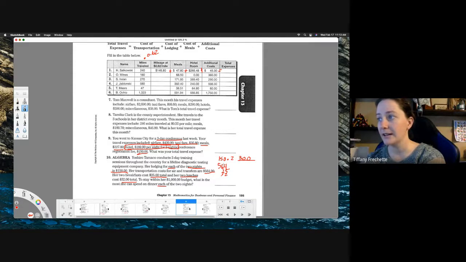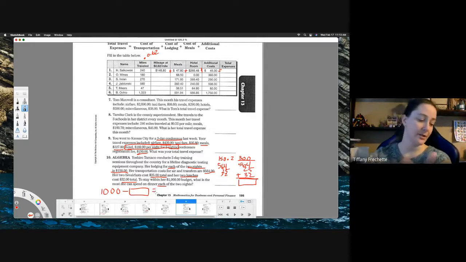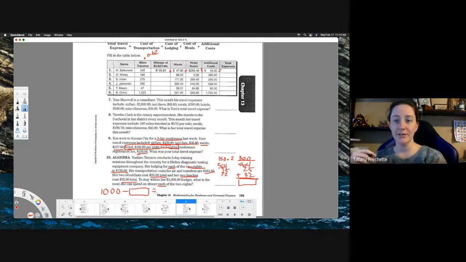So we're going to add, and I'm going to move these over. 564, 25, and 32. If we add straight down right here, we'll get a total cost. How much has she spent so far? This is important. We need to know how much she spent so far so that we can subtract that from 1,000, because that'll tell us how much she has left, right? Once we know how much she has left, we have 2 dinners, so we need to divide by 2, because we don't want the total cost for dinner. We want to know how much she can spend on each dinner.